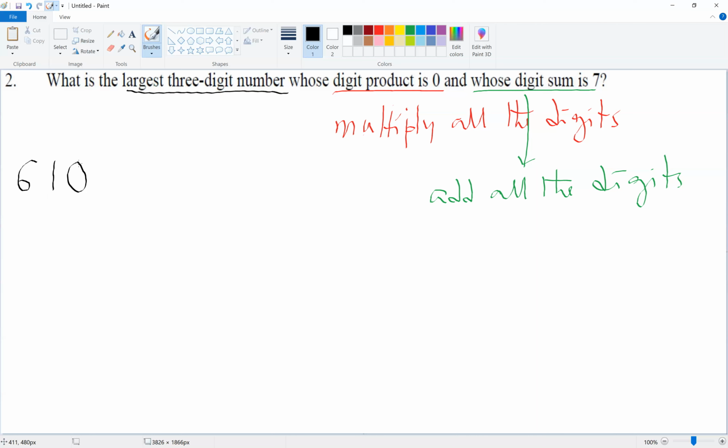Can I do it? Go ahead. I got 700. Because if you multiply all those numbers, you get 0. And then if you add them, you get 7. Correct. Aishwarya, do you understand? Yeah. So 700 would be the largest.